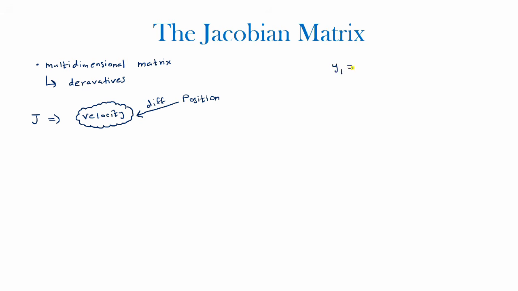You can have a general set of equations that describe the position of the system, such as y1 equals f1, some function with variables x1, x2, and so on. y2 would be f2, and you can have multiple equations depending on the size of the system, which would represent the position of the joints or the links in this robot.